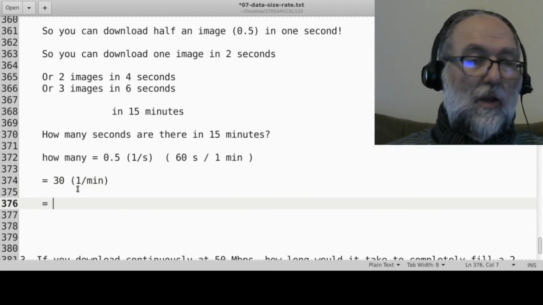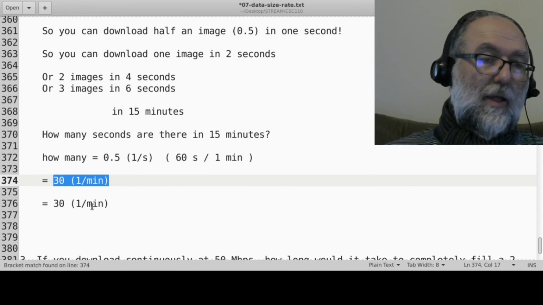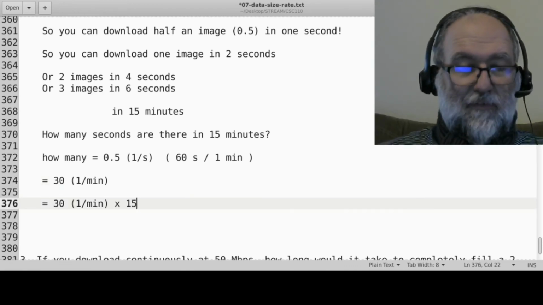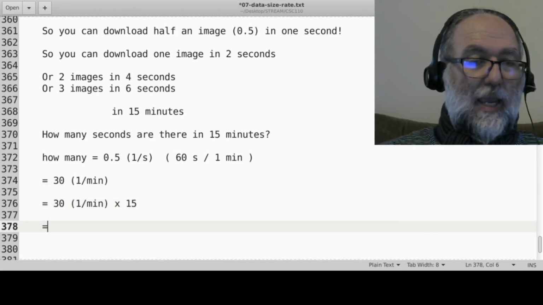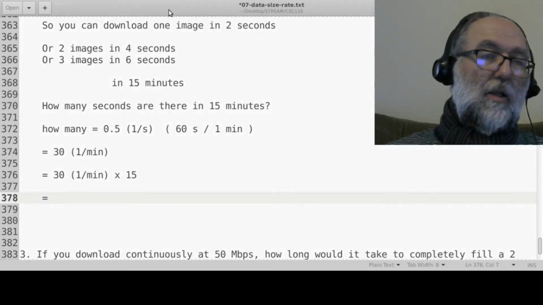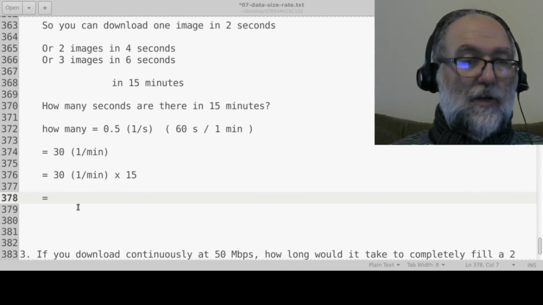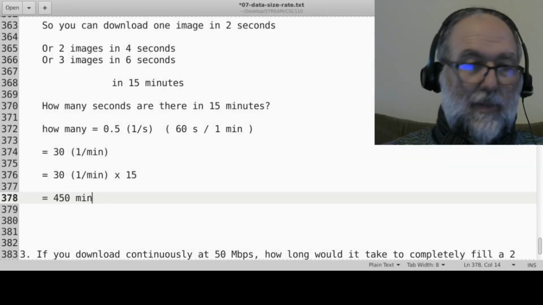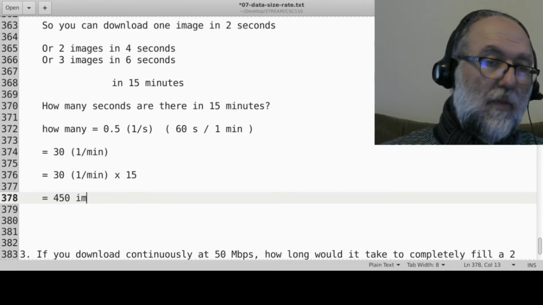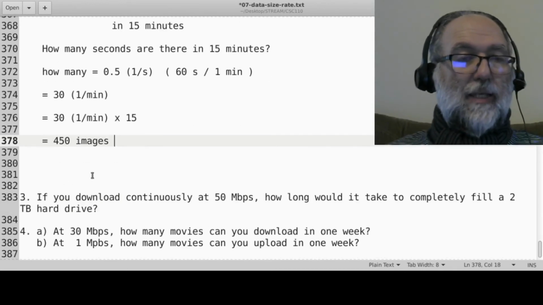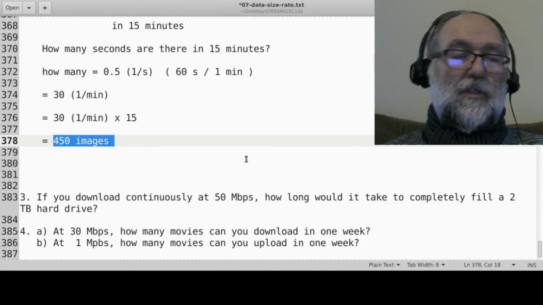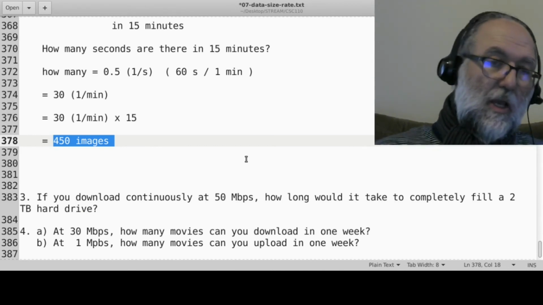And so you could say, okay, we're going to take these 30 images per minute and we're going to do it for 15 minutes. And that's going to equal 30 times 15, and that's 450 images. Okay, so basically in 15 minutes you would be able to download 450 images.